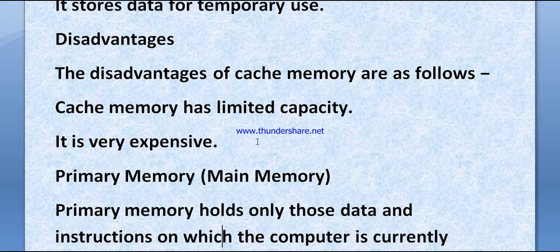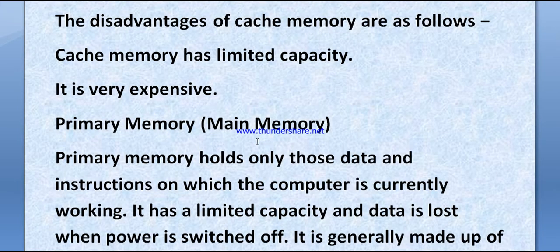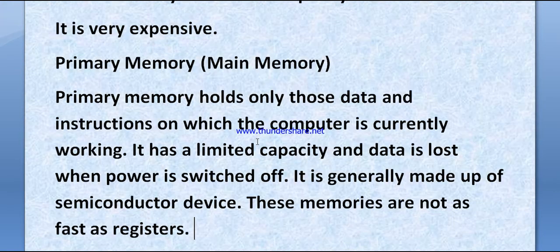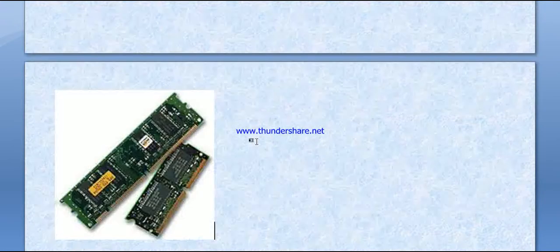Primary memory या main memory. Primary memory holds only those data and instructions on which the computer is currently working. It has a limited capacity and data is lost when power is switched off. It is generally made up of semiconductor devices, and these memories are not as fast as a register. It is divided into 2 subcategories: RAM and ROM.